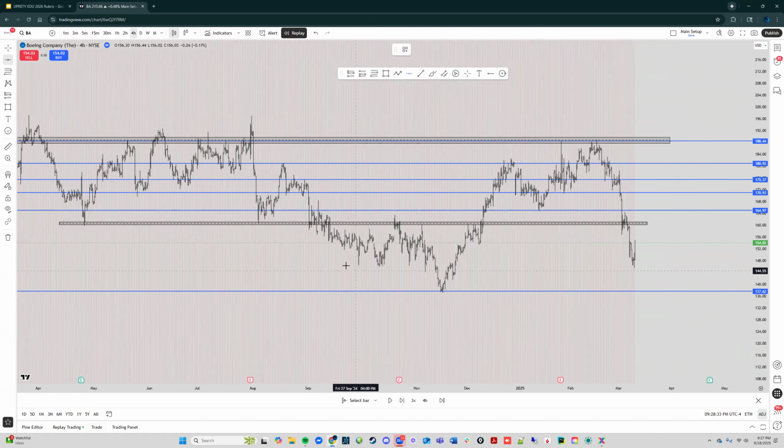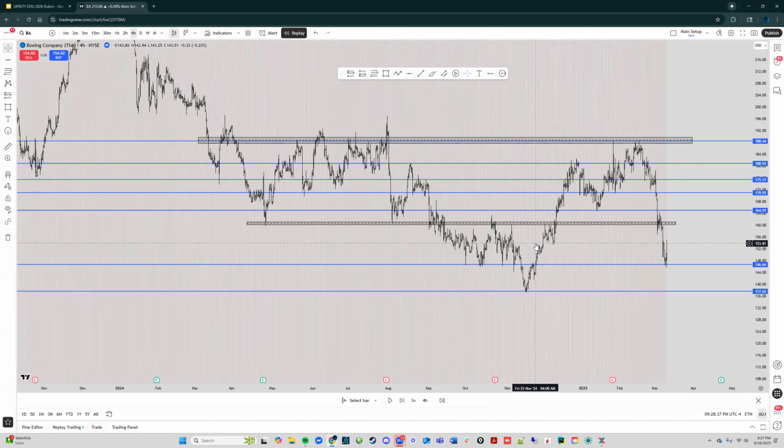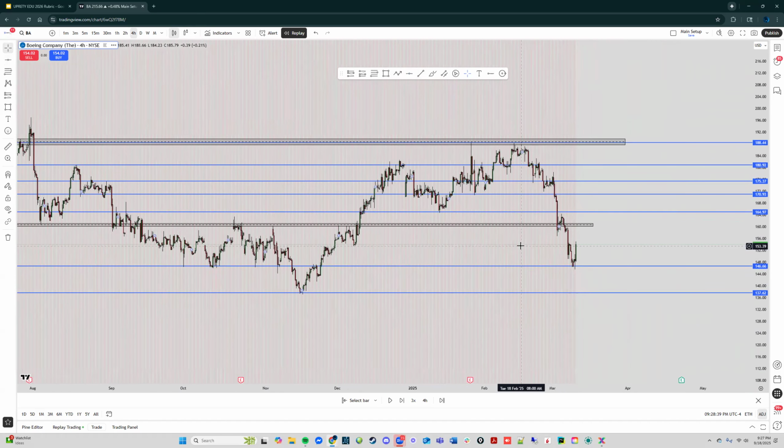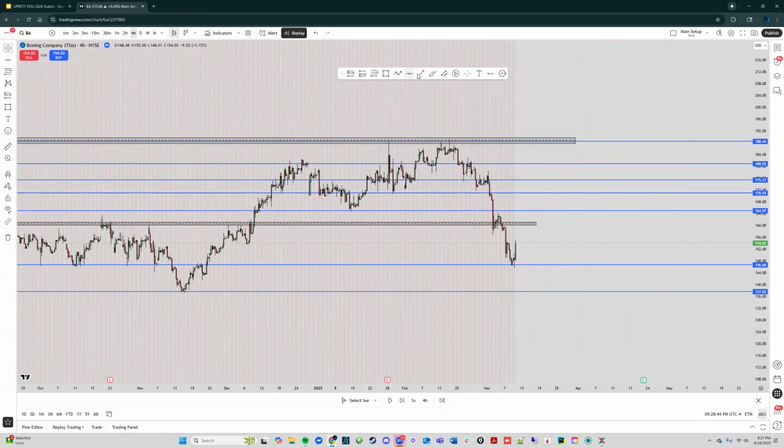Maybe I'm missing a level right around here. Anything else I'm missing? I don't think so. Okay, so draw the trend line. How do you want me to draw a trend line? Short term is going down, right? Like this. Something like that. Then we have this trend line to the upside too.